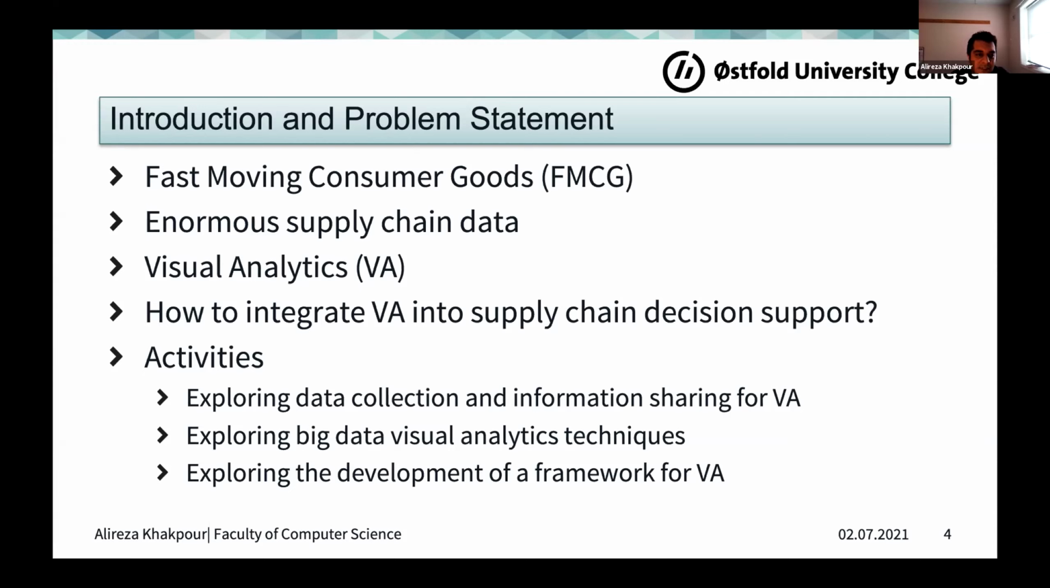Currently, although the FMCG supply chain is data rich, the exchange of information within supply chain partners is poor. This is basically due to the lack of an underlying framework that can define various aspects of a visual analytics system for the supply chain. So in order to address this, in this project, I formulated 3 main activities to execute. First, exploring data collection and information sharing for visual analytics. Second, exploring big data visual analytics techniques. And then exploring the development of a framework for visual analytics.